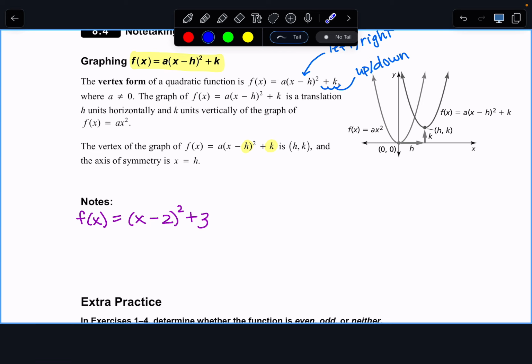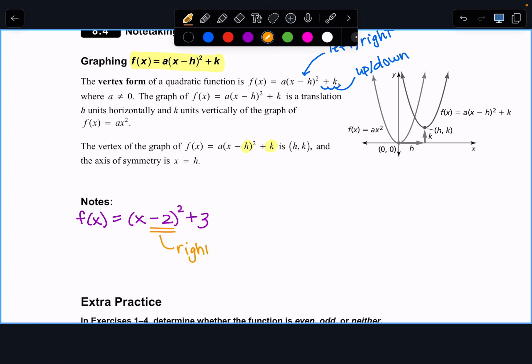It did not get skinnier. It did not get wider, okay? But this 2 and this 3 is affecting it, okay? Which direction is this minus 2 moving our parabola? I hear left 2 and I hear right 2. It's left 2. It's going to be right 2.